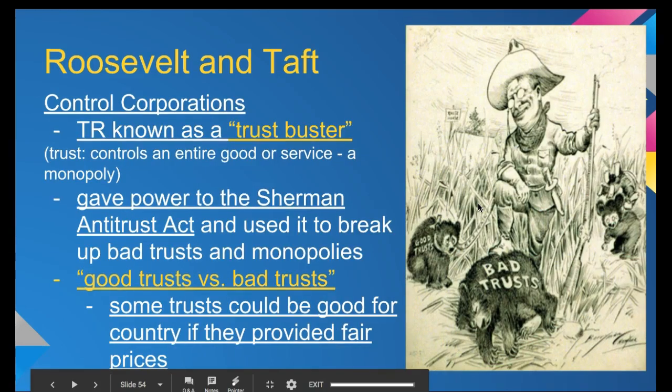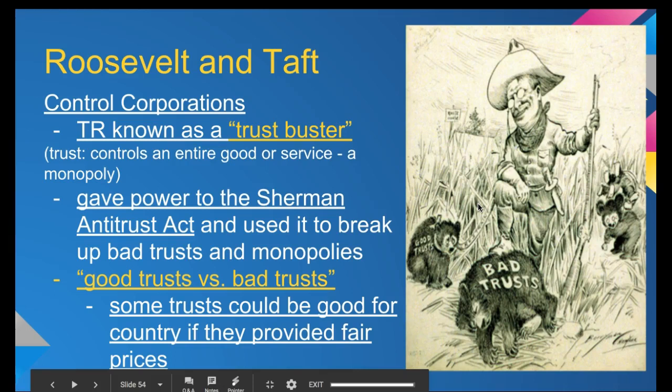Our third C is controlling corporations. All right. Those big businesses that had run rampant during the Gilded Age, that had gathered all of this wealth while exploiting their employees and exploiting consumers, that is going to begin to come to an end during the Progressive Era. Teddy was known as a trust buster. You remember that a trust is another word for a monopoly.